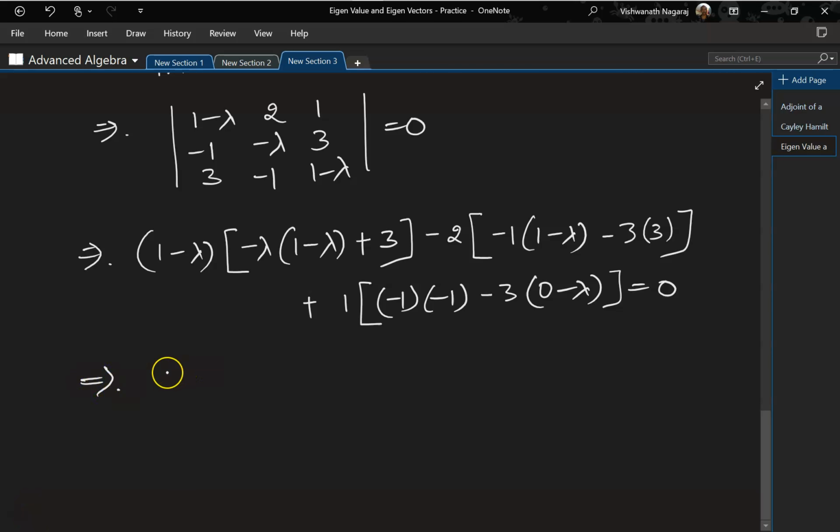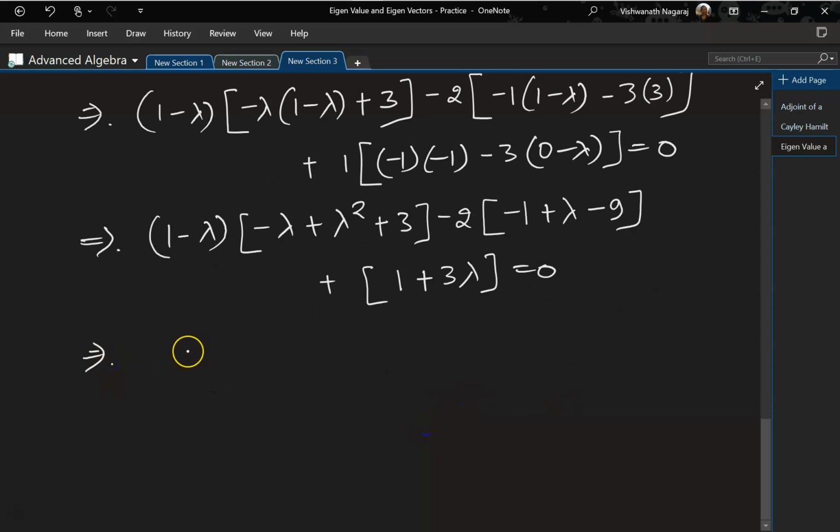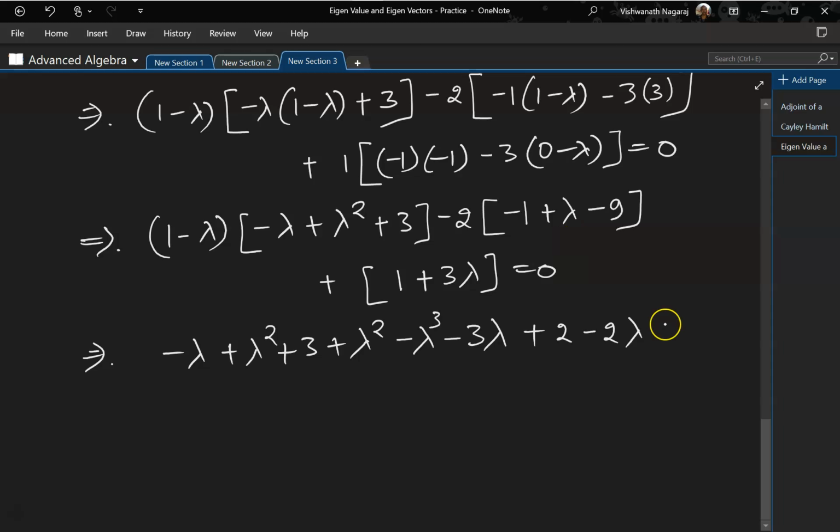Okay, so let's simplify this. 1 minus lambda times (minus lambda plus lambda square plus 3), or let's actually do it in two steps. Minus 2 times (minus 1 plus lambda minus 9), plus (1 plus 3 lambda) equal to 0. Now we have to expand this. So minus lambda plus lambda square plus 3 plus lambda square minus lambda cube minus 3 lambda, plus 2 minus 2 lambda. We could have done this together, but no problem. Plus 18 plus 1 plus 3 lambda equal to 0.